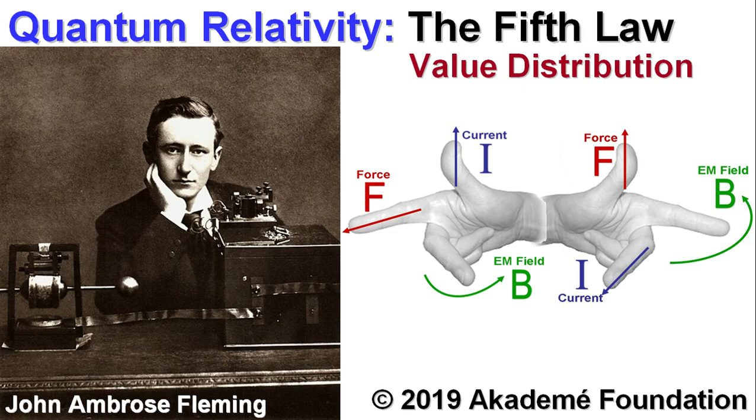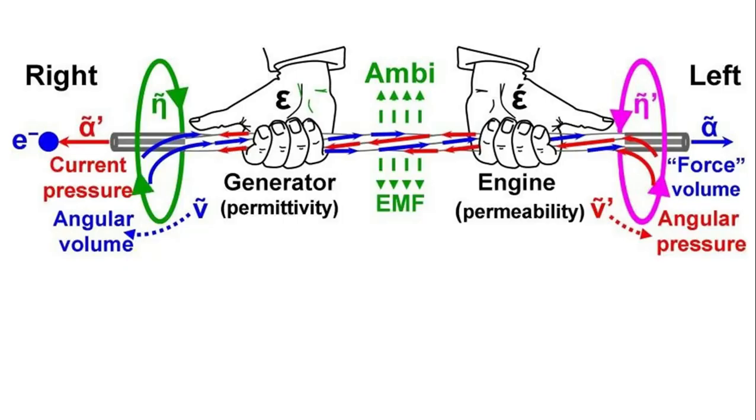Academy Foundation presents the fifth law, where Fleming's rules provide a convenient way to show the sequence of transforming values. This diagram from the quantum relativity book uses variables from relativity and has a few errors beginning with the electron. The pressure-volume functions better describe ultraviolet radiation. Let's correct it.